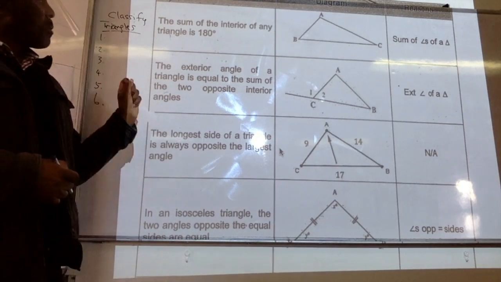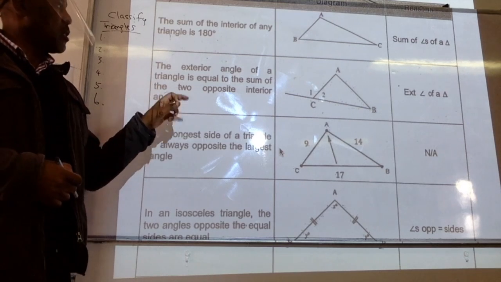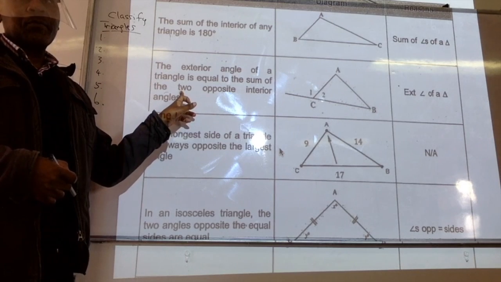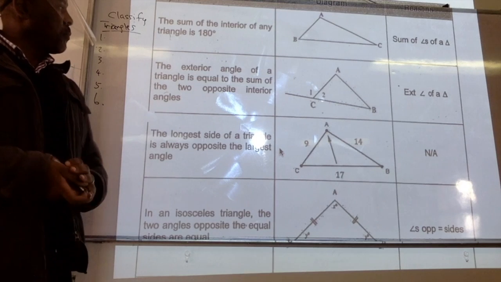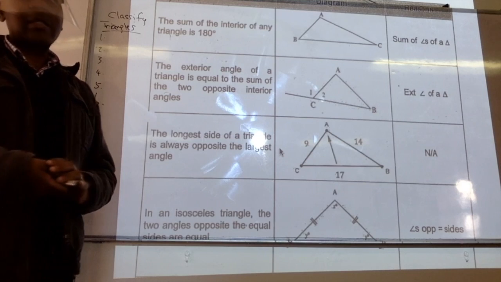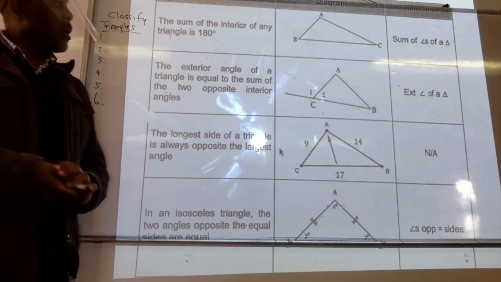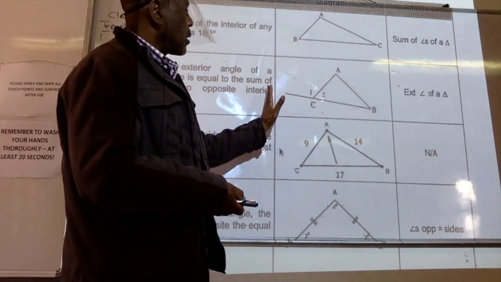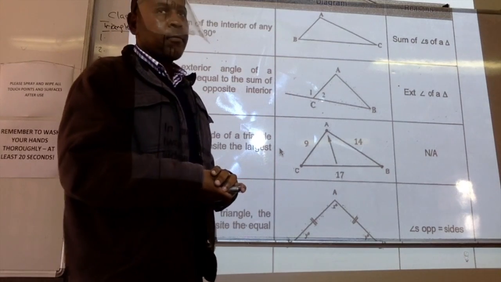Then a property that I think is not used by many people is the second one. It says the exterior angle of a triangle is equal to the sum of the two opposite interior angles. Does it make sense? Okay, so here's a diagram. Tell me which angle here do you think is exterior?